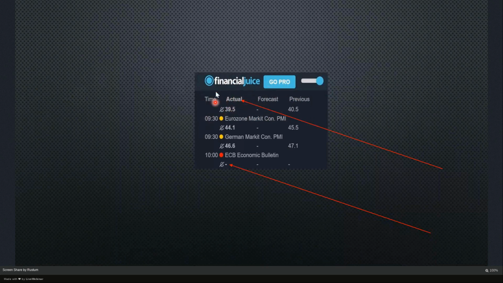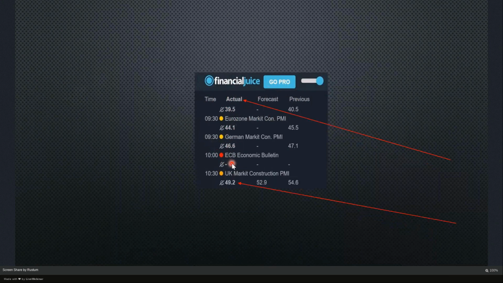But in this example, we have 9:30 here, 9:30, 10 o'clock. So this news has come out already. It's got actual figures. But when there's a dash there, then it's probably not coming out yet, or it's still to come, because 10:30 still needs to happen. But as soon as you get a figure here, then you know that now we're waiting on the next piece of information again.